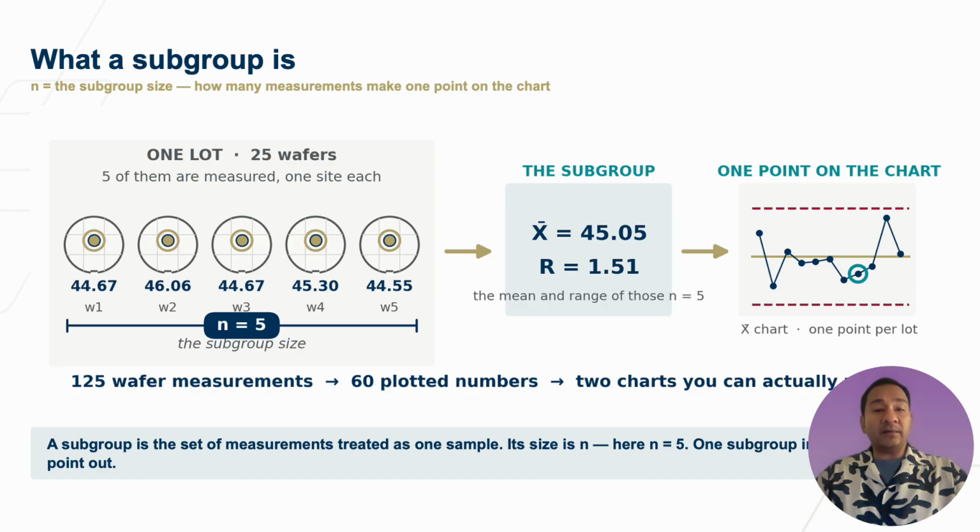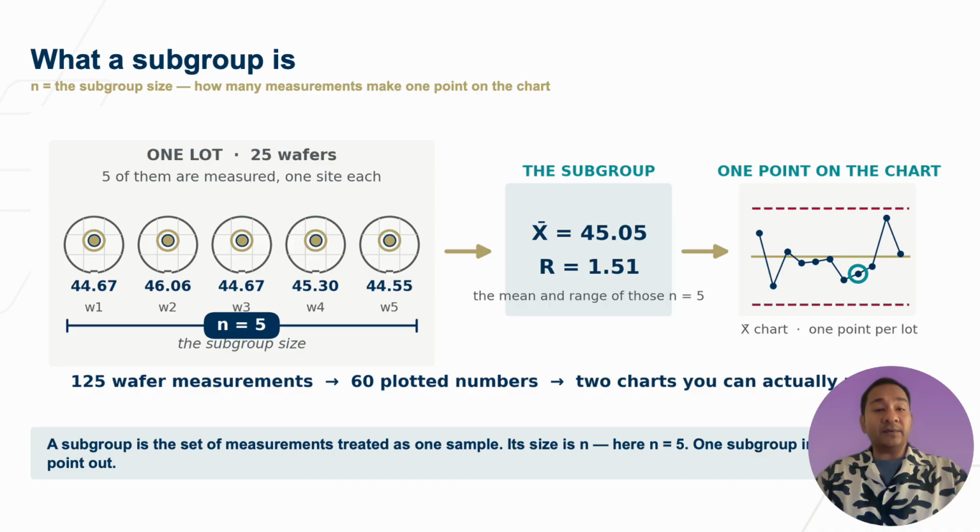Here is one lot in the etcher. 25 wafers went through the etcher. Metrology time is expensive, so 5 of them get measured, 1 site each. That gives 5 numbers: 44.67, 46.06, 44.67, 45.30, 44.99 nanometers. Those 5 measurements are one subgroup and the number of them, 5, is called n.